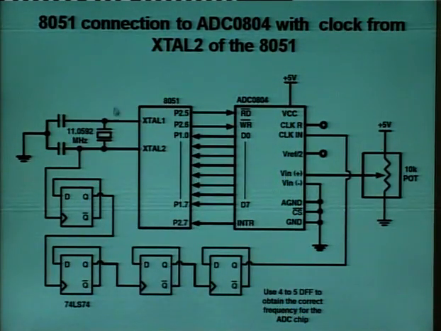8051 to ADC 0804 with clock from the crystal of the 8051. Here we get the clock from this. In this case, the clock R pin is left open and clock in is connected to the crystal of the 8051 by connecting D flip flops. The use of 4 to 5 D flip flops is to obtain the correct frequency for the ADC chip.